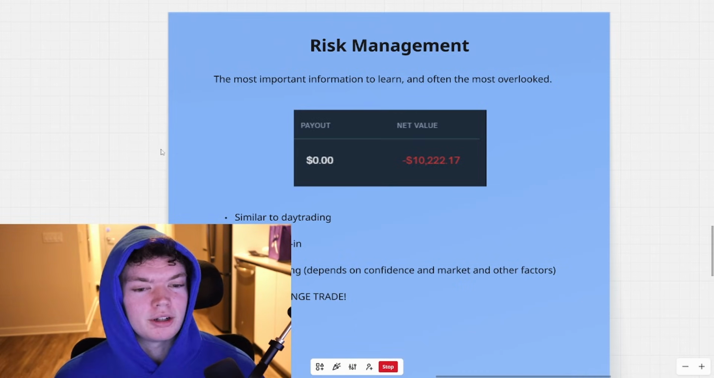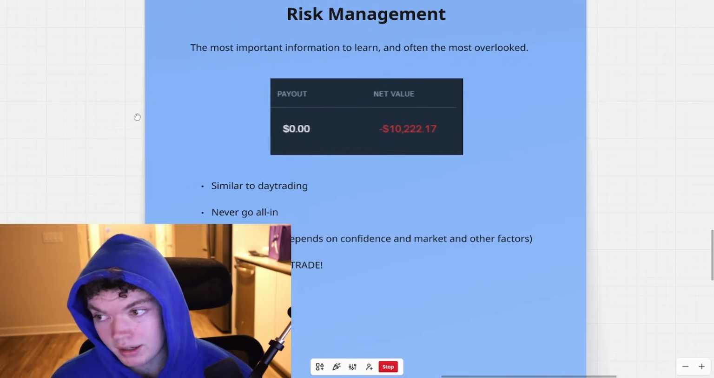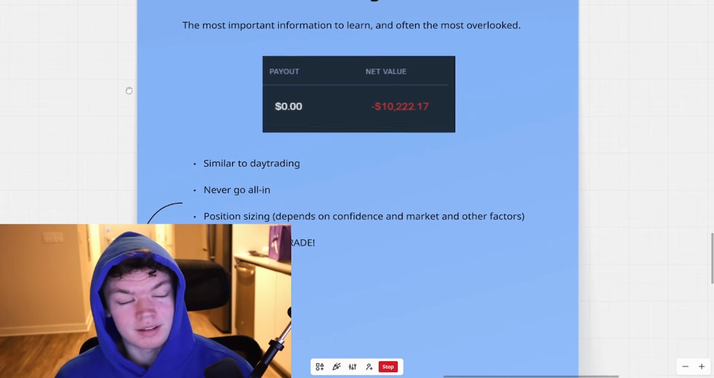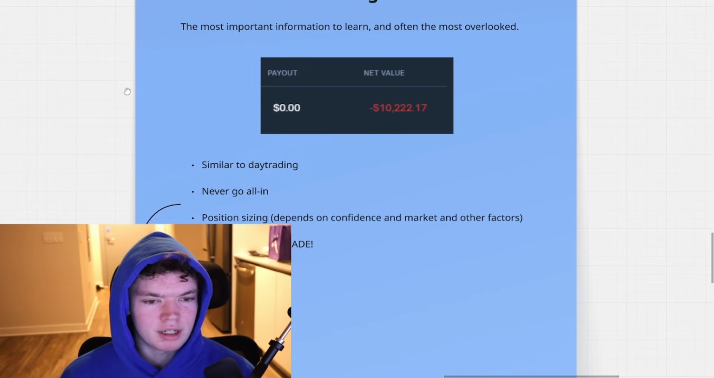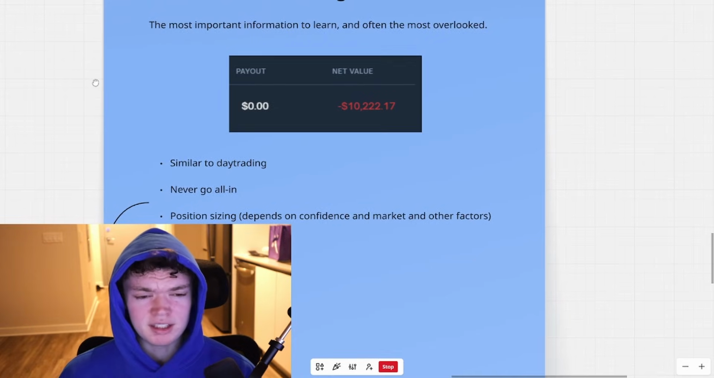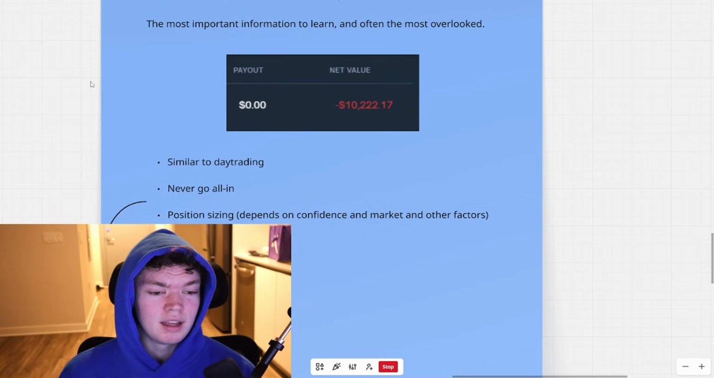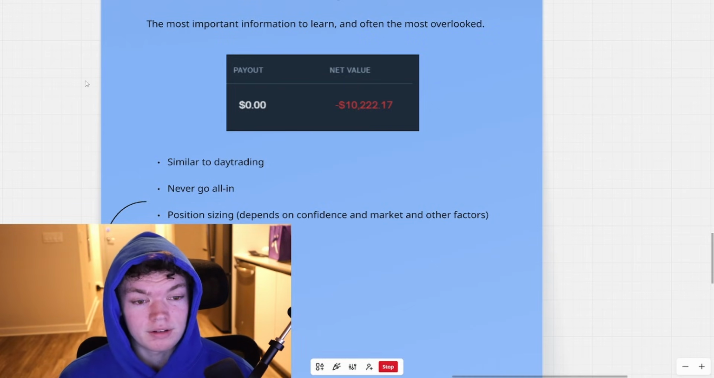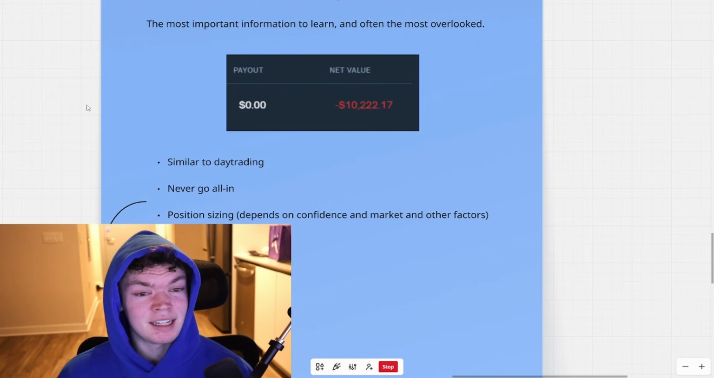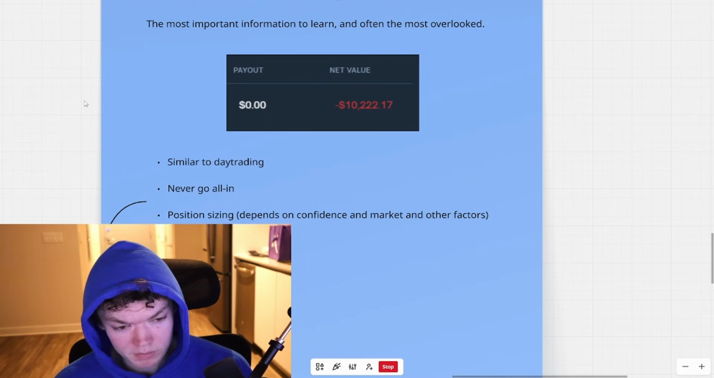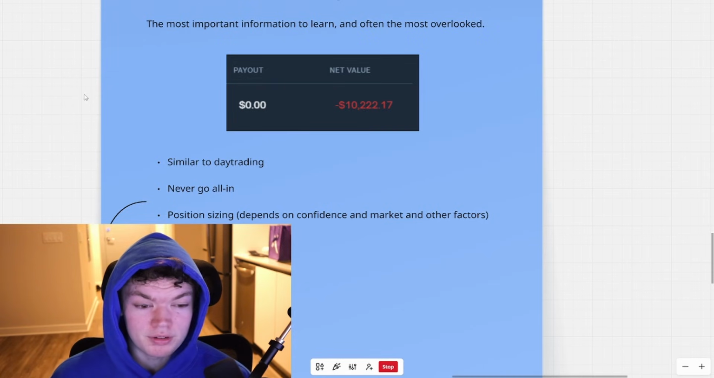But risk management, it's similar to day trading, okay? Never go all in, okay? Position sizing is very important. That's what risk management basically is, because you don't really have a stop loss like day trading. So position sizing depends on a lot of variables. Depends on the confidence of the market, depends on the volume of the market, depends on time till expiry of the market, depends on so many different factors. So overall, position sizing, I don't have one strict answer for you, but less is more. So whether that means 1% of your portfolio per trade, or 5% or 10%, but overall, less is more.